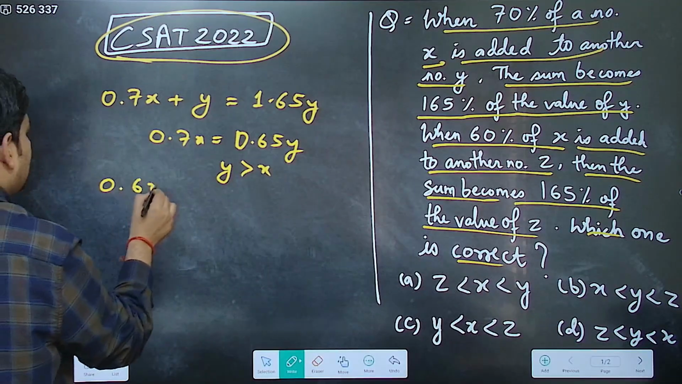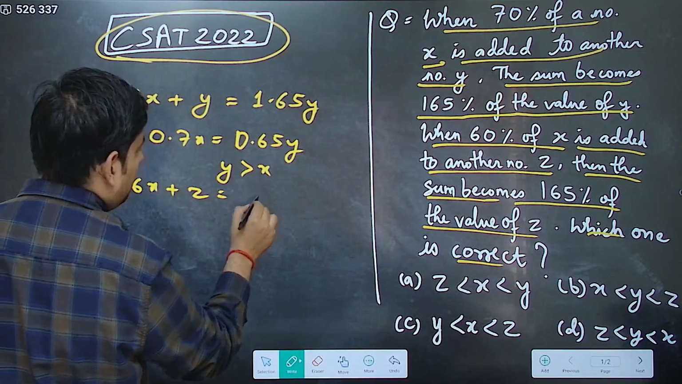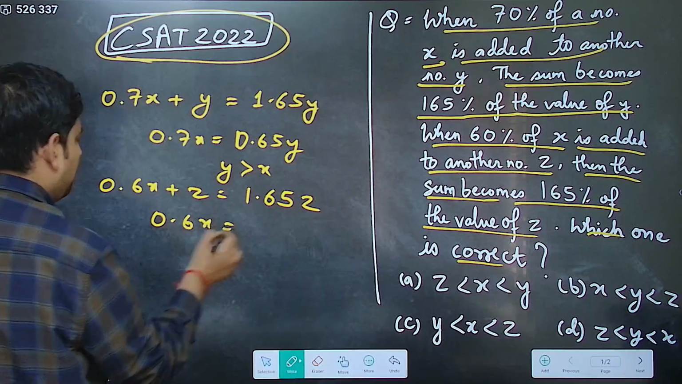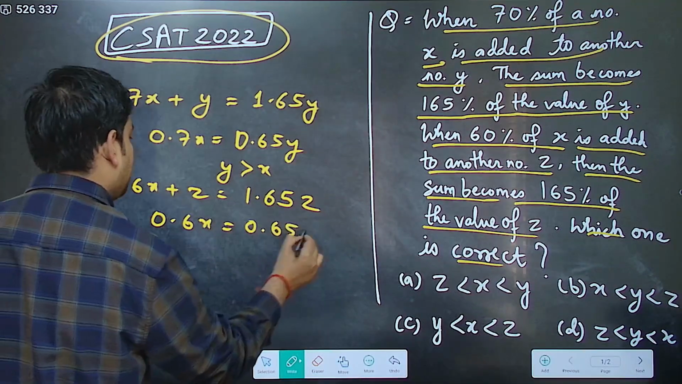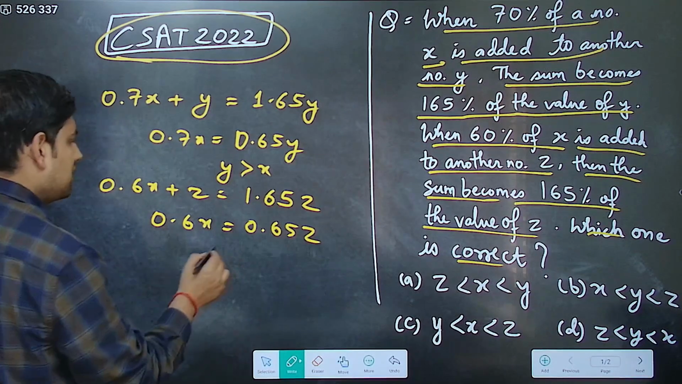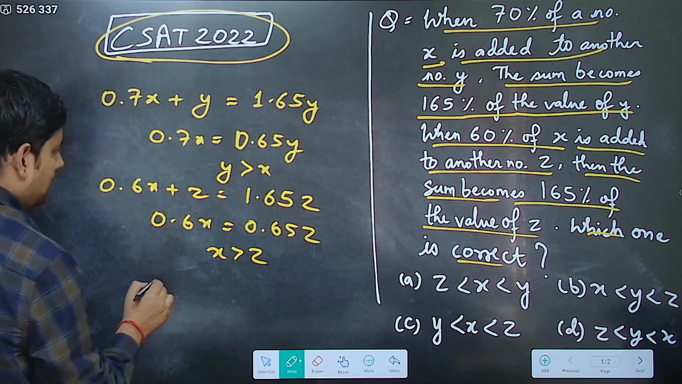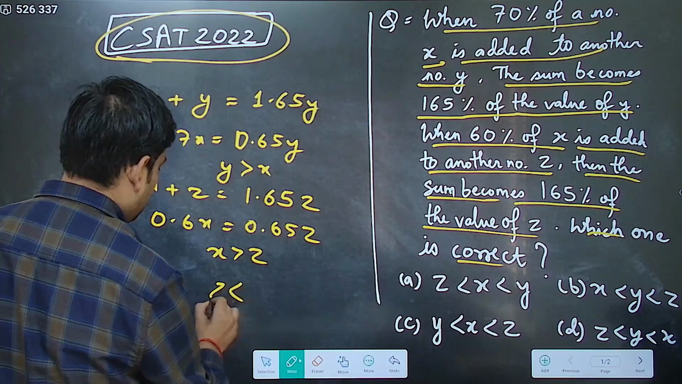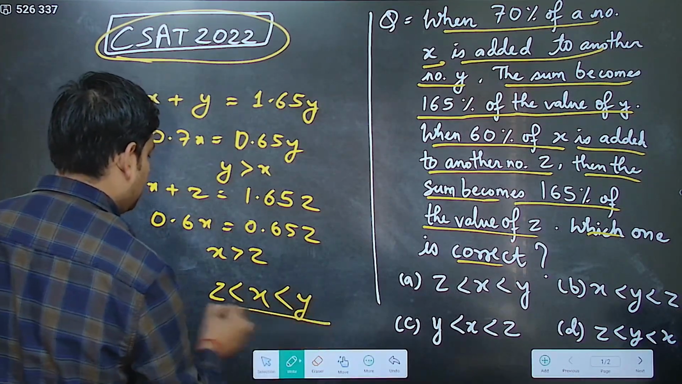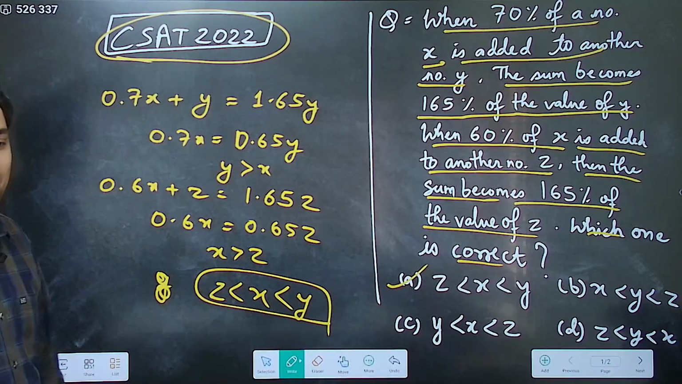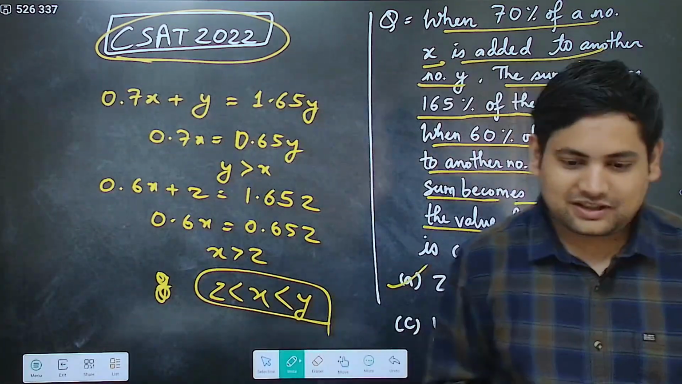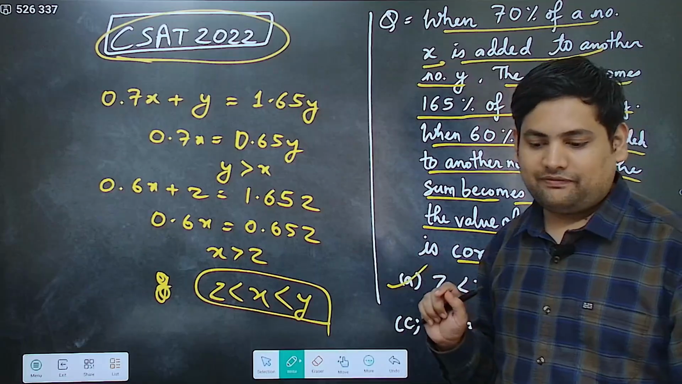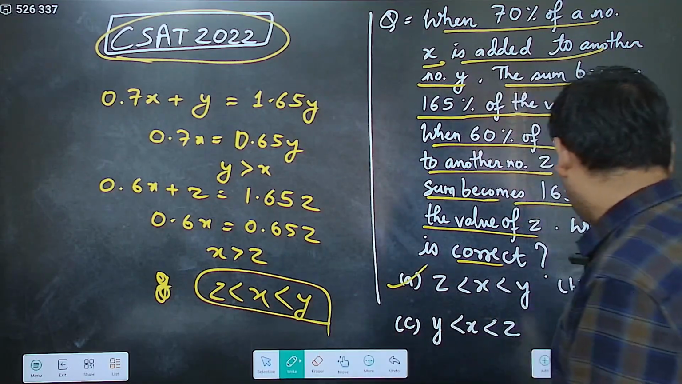Similarly, 0.6x plus z is equal to 1.65z. So it will become 0.6x is equal to 0.65z. Now what this gives me? This gives me clearly that x is greater than z. So the answer will be x is greater than z, then y is greater than x. So the answer will be A. This is how you should have done this. Now of course how I wrote this, how you compare it, that we'll see in detail.